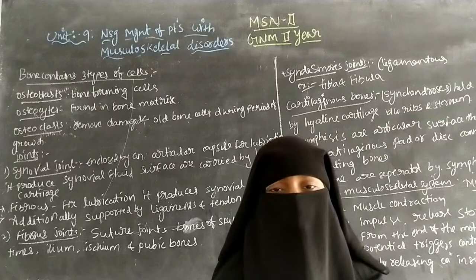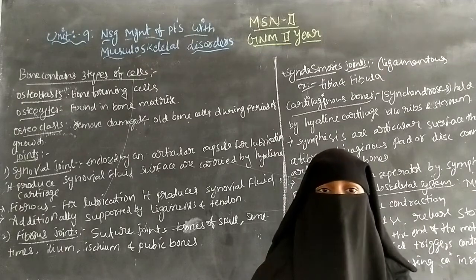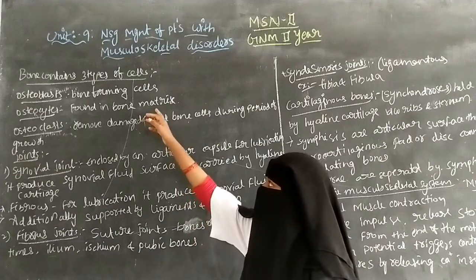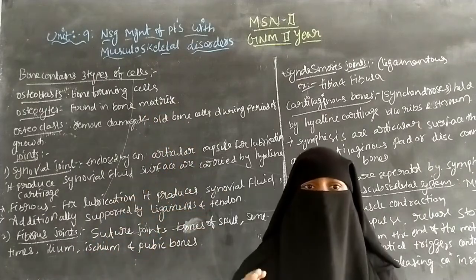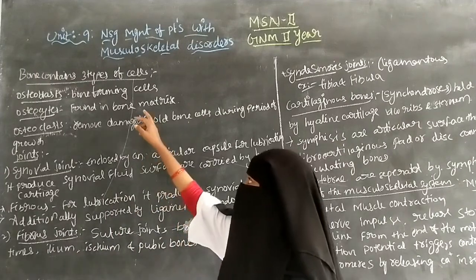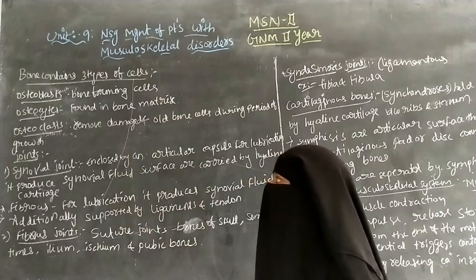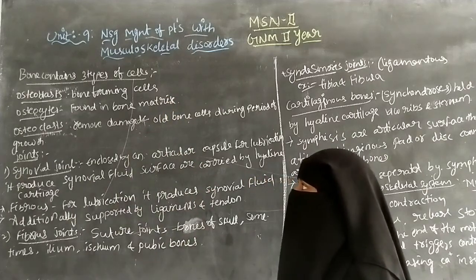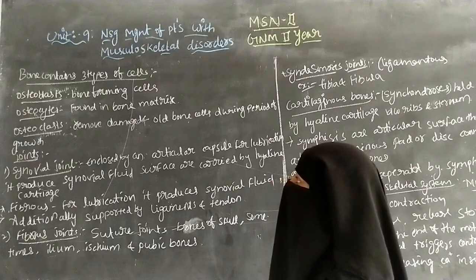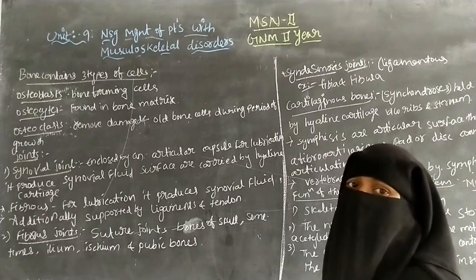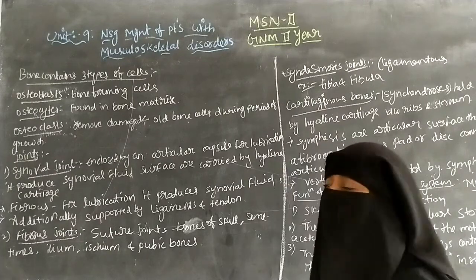Bone matrix is a part of the bone tissue, and most of the mass of the bone is present in the bone matrix. So the osteocytes, the cells, are mostly found in the bone matrix.